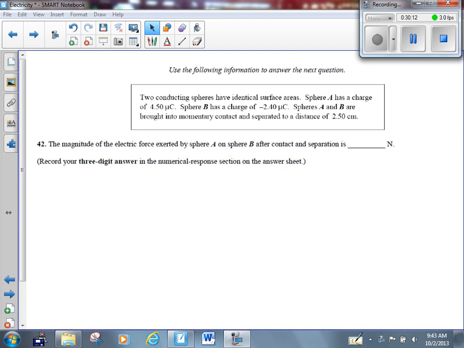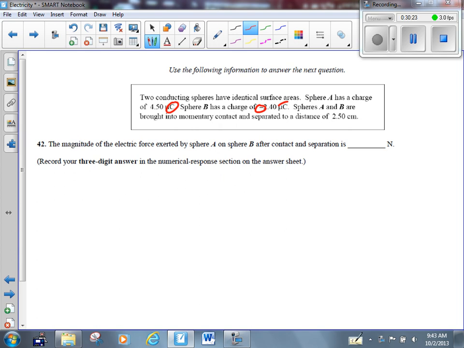Two conducting spheres of identical surface areas. Sphere A has a charge of 4.50 microcoulombs. Sphere B has a charge of negative 2.40 microcoulombs. They are brought into momentary contact and separated to a distance of 2.5 centimeters. When they're brought into contact, right away, we don't know what the question is going to ask us, but we know that they're going to balance charges. So we know we're going to have to add those up and divide by 2. Let's do that right now, even before we know what we're asked in question 42.